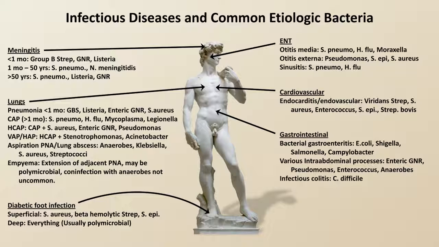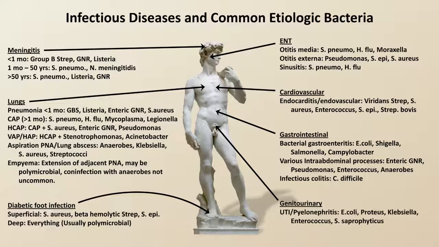Infectious colitis, that is, infections of the large intestine, is most often from C. difficile. Then within the GU system, UTIs and pyelonephritis, that is, infection of the kidney, is usually due to enteric gram-negative rods, Enterococcus, and to lesser extent Staph saprophyticus. And pelvic inflammatory disease and prostatitis share relatively similar microbiologic profiles, which include gonorrhea, chlamydia, and the gram-negative enterics.